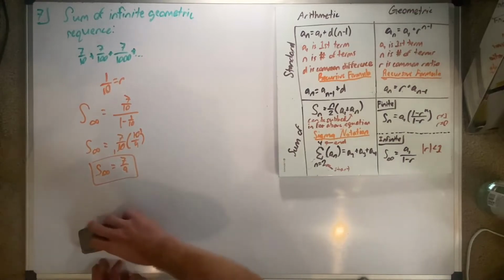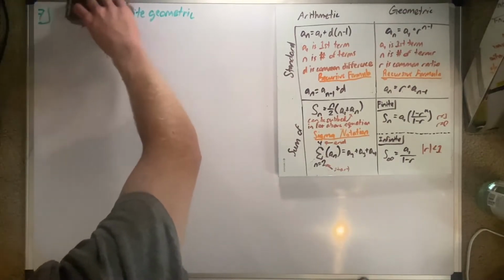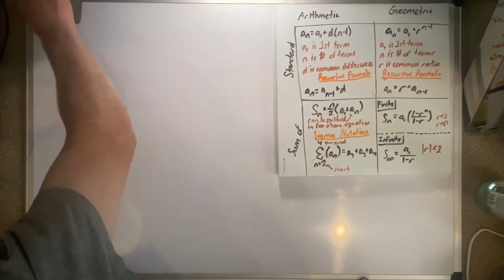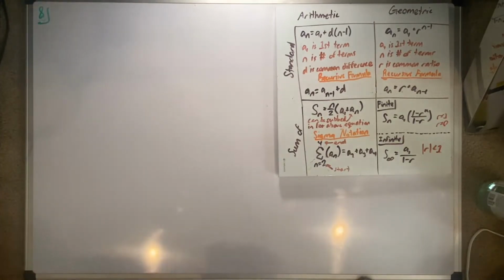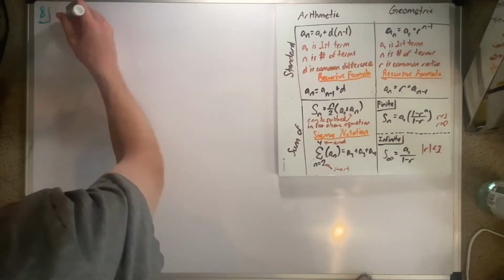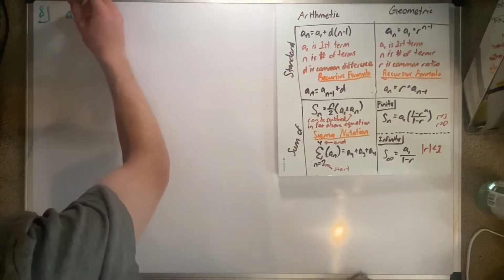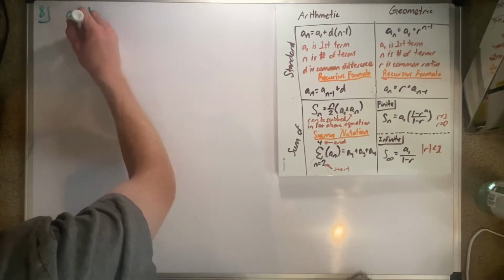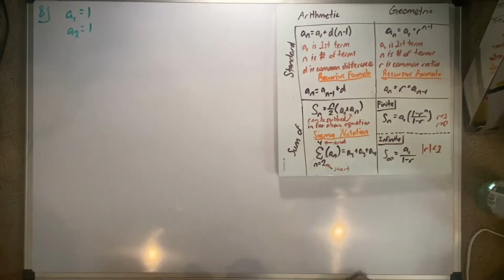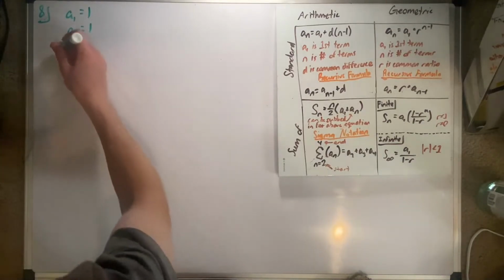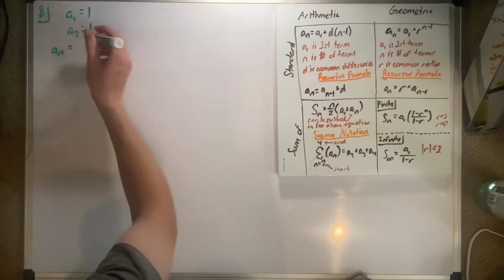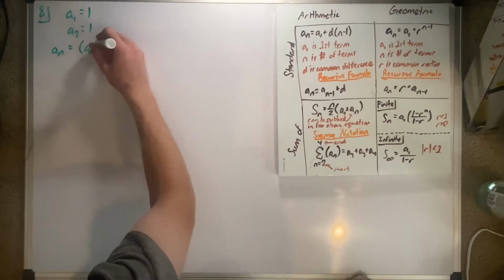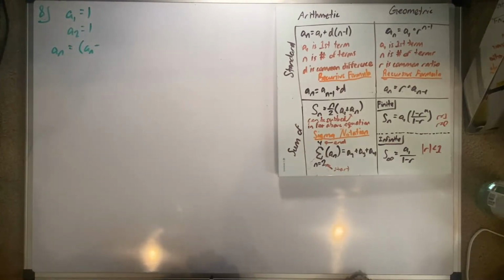Now, number 8 states a sequence is defined recursively as follows. A1 is equal to 1, A2 is equal to 1, and then AN is equal to, this is about to get very complicated, but I'm going to decode it very quickly.